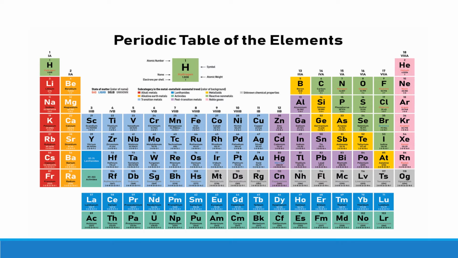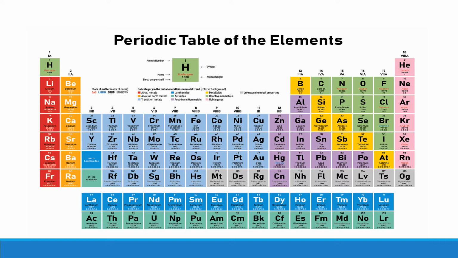Now, the 13th group starts with boron, the boron family. The 14th group is the carbon family. The 15th group is the nitrogen family, called pnictogens. The 16th group is the oxygen family, called chalcogens. The 17th group starts with fluorine and is called halogens. The 18th group starts with helium and is called noble gases. Groups 13 to 18 represent p block elements.